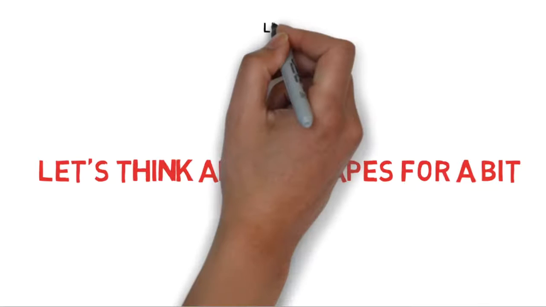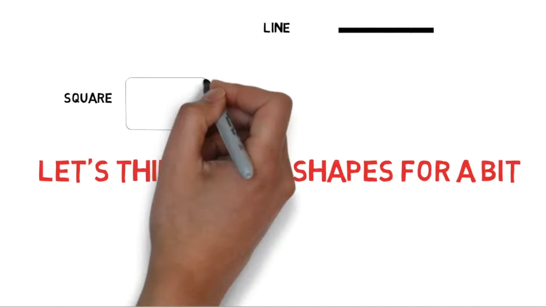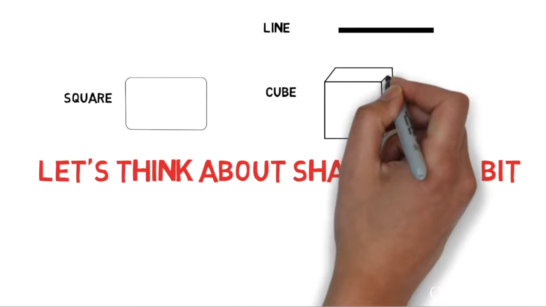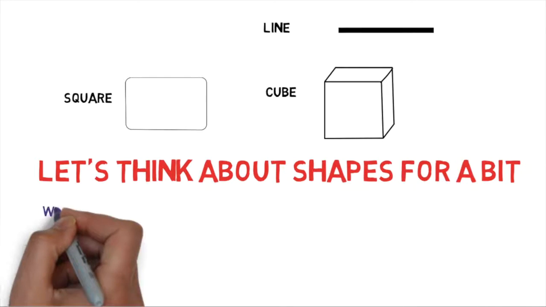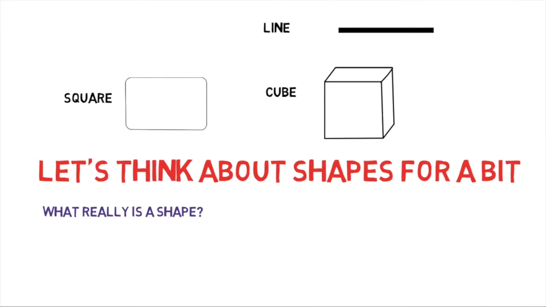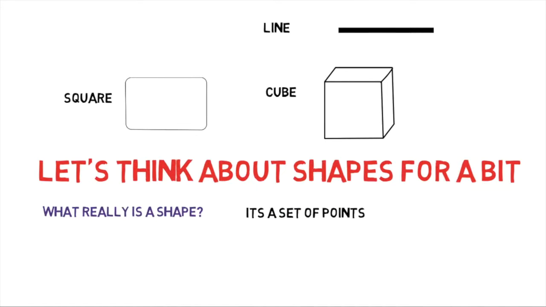Let's think for a moment about shapes before we do that. These are a few shapes: a line, a square, a cube. Now these are all different shapes, but what is common between them? What is the thing that describes a shape? All shapes are basically sets of points. That is what really is a shape. It's a set of points.